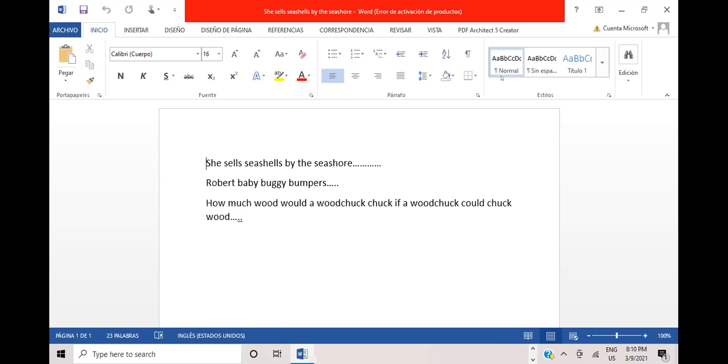Volunteer to tell me the first tongue twister. Me, teacher. Go ahead, please. She sells seashells by the seashore. Excellent, very good. Another volunteer, please. Good, very good. Another volunteer. Excellent. Someone else. Remember, practice makes perfect. So, she sells seashells by the seashore.